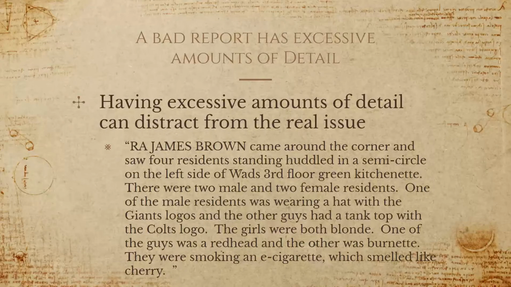R.A. James Brown came around the corner and saw 4 residents standing huddled in a semicircle on the left side of the WAD's third floor green kitchenette. There were 2 male and 2 female residents. One of the male residents was wearing a hat with a Giants logo, and the other had a tank top on with the Colts logo. The girls were both blonde. One of the guys was redhead, the other one was brunette. And they were smoking an e-cigarette which smelled like cherry.